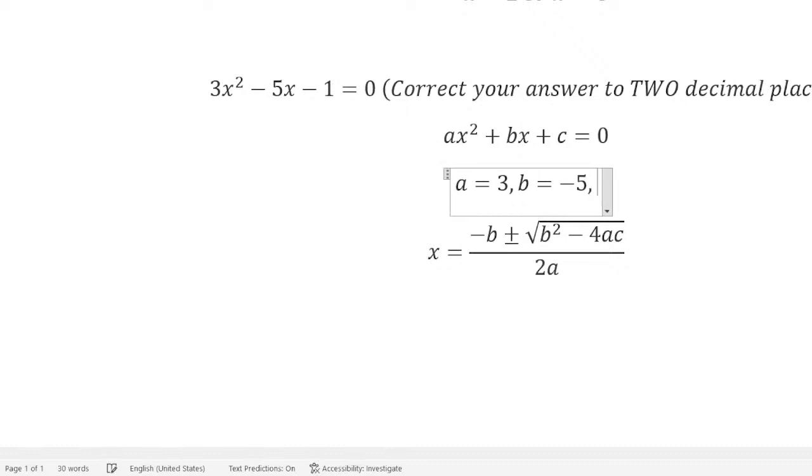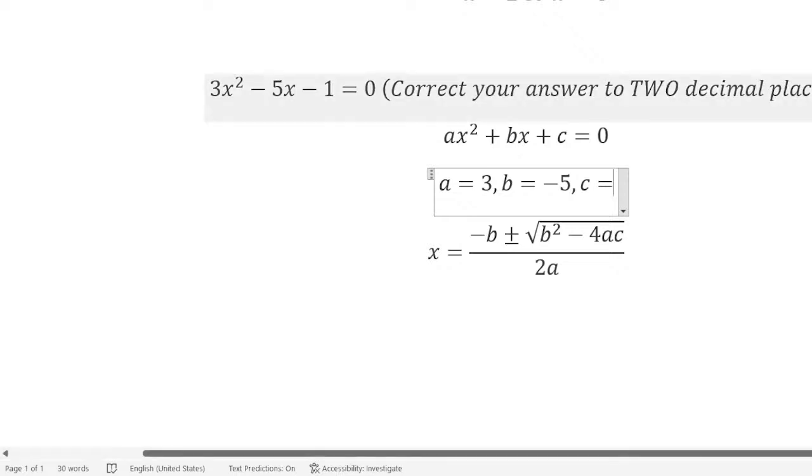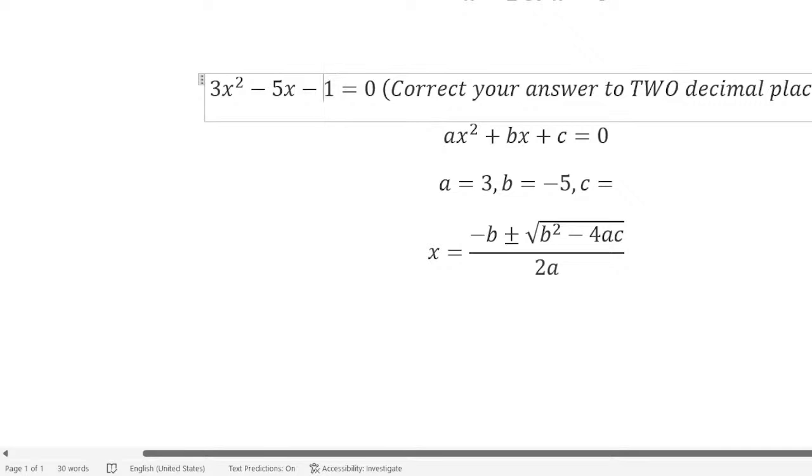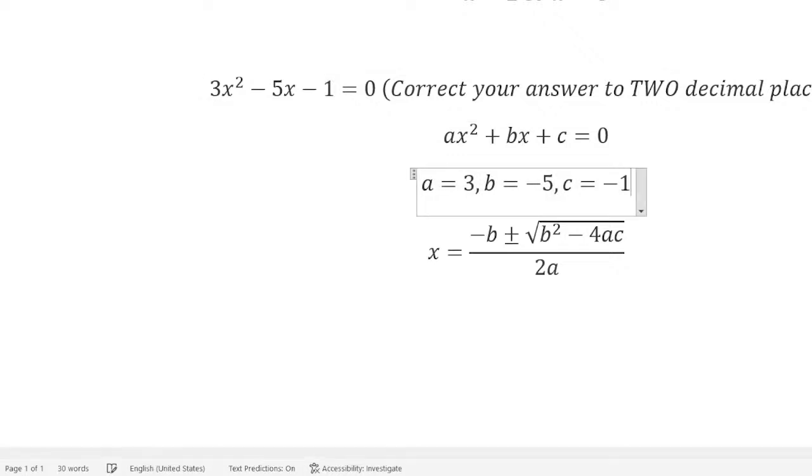And the value of C is a number without x. It's a constant. I always tell my students that a constant does not have to be a number. It can be a letter, it can be P, it can be K. In this case, the constant is -1, so C is equal to -1.